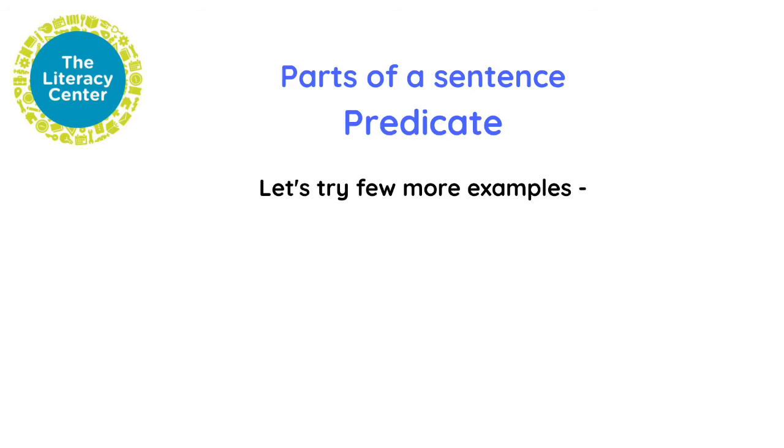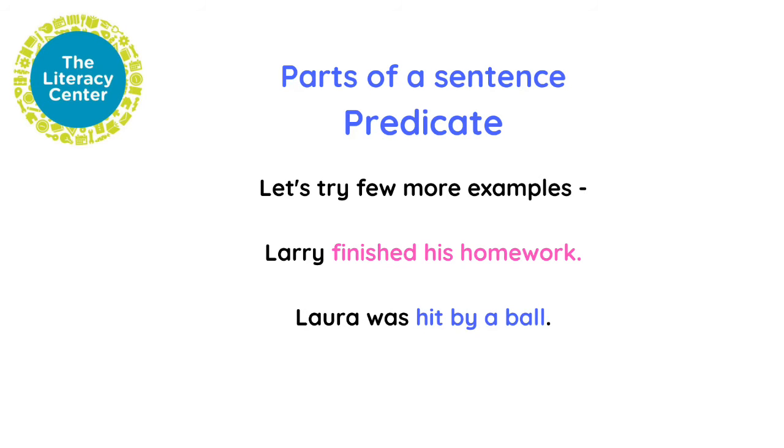So, let's try some more examples. Larry finished his homework. Here again, the subject is Larry, and what is he doing? He finished his homework. So, finished his homework is a predicate here. Look at this example here. Laura was hit by a ball. Here, hit by a ball is our predicate.